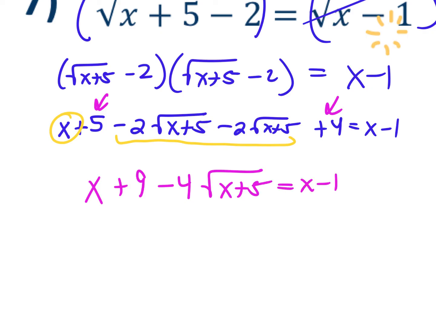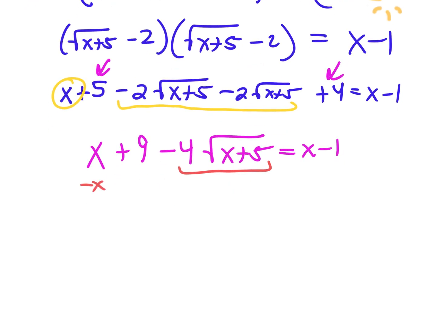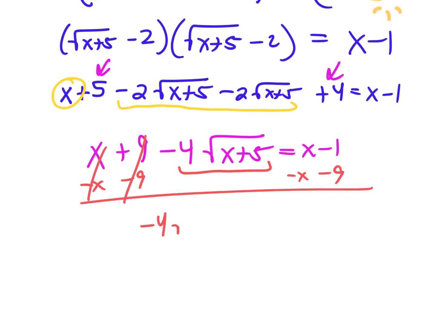So what was our goal? Our goal was to have only one radical, and we need to isolate it, correct? So there is my one radical, and I'm going to isolate. So what should I do first with my x and my 9? Subtract them both. Good. So subtract x, subtract 9. So x cancels. So I have -4 times the square root of x plus 5 equals -10. My x canceled. Is that okay?